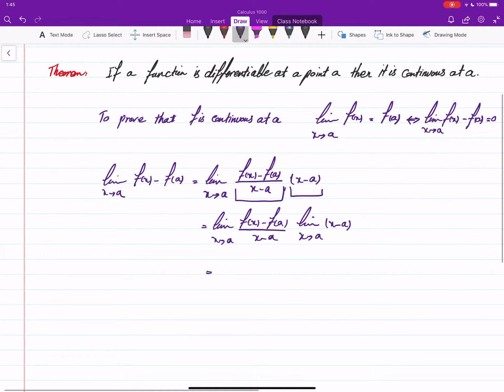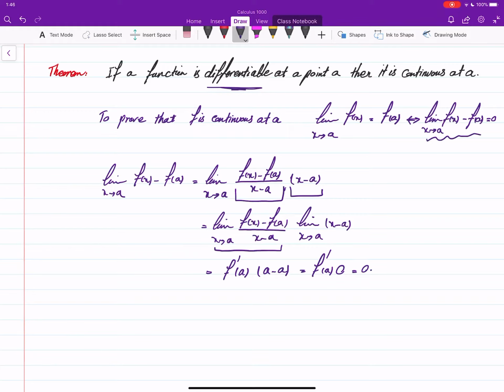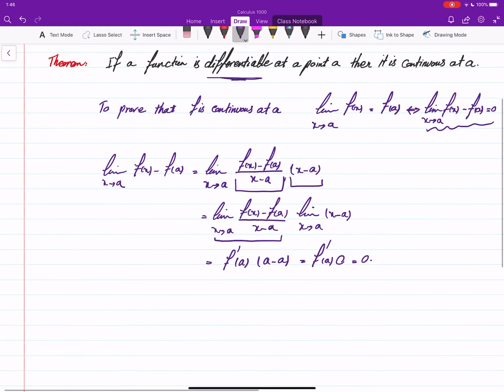Well, the first piece, why did I say this limit exists? Because we assume that the function is differentiable at A. So this means that this limit exists, and we denote it by f prime of A. How about this one? x minus A, as x approaches A, is A minus A, which is 0. And 0 times anything is 0. So we showed that if a function is differentiable at a point, it's definitely continuous at that point.